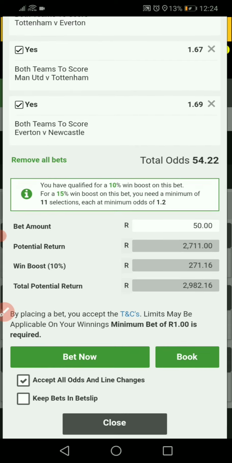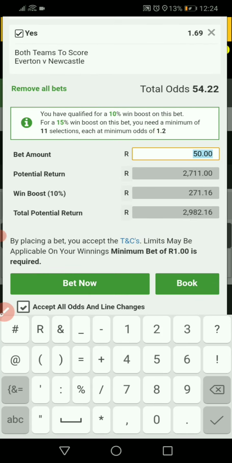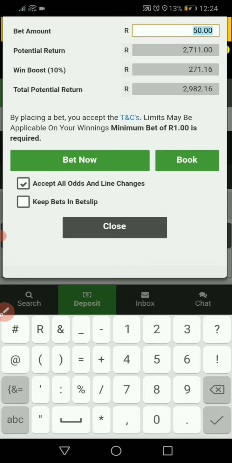So guys, what you're going to do, guys? Okay, you're going to add up to 100 rand. 50 rand. 70 rand, guys. 80 rand. 90 rand. 100 rand. So guys, with 100 rand you can win 5,164.